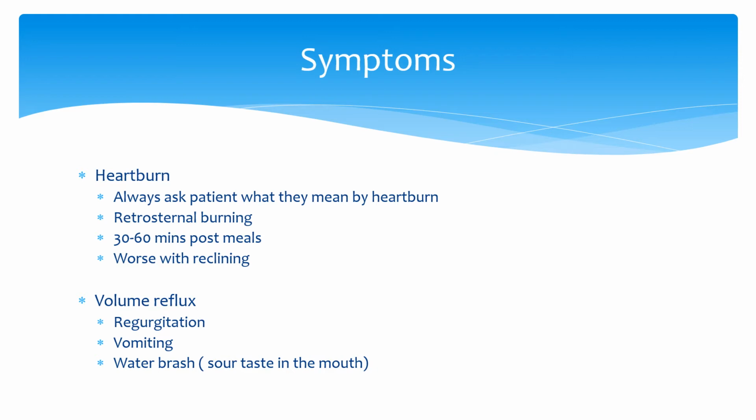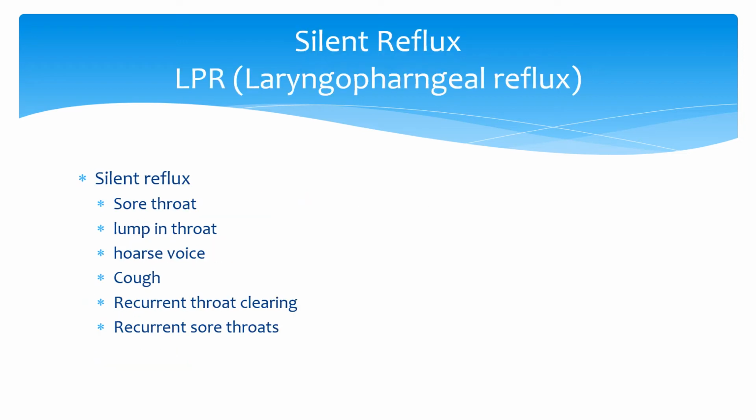If you do vomit and you do have heartburn and you do have regurgitation, we tend to call this a volume reflux. Volume reflux is where there is a volume of contents coming back up the esophagus. On the flip side, you get something called silent reflux, or it is sometimes called laryngopharyngeal reflux. Now, silent reflux is where you get throat symptoms. Throat symptoms are often such as sore throat, lump in the throat, hoarse voice, a silent cough, recurrent clearing of your throat.